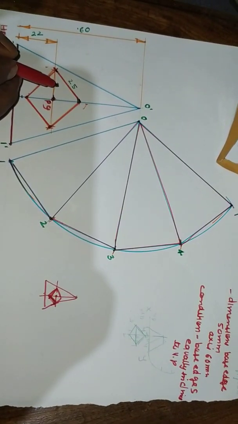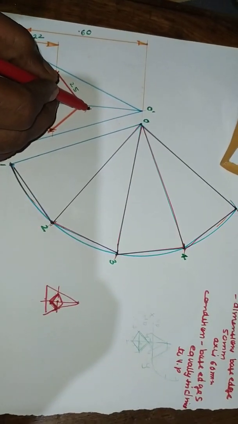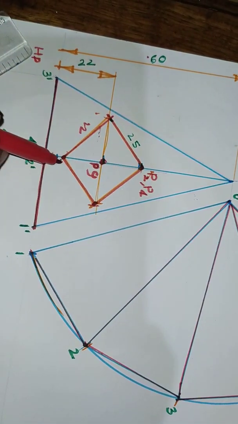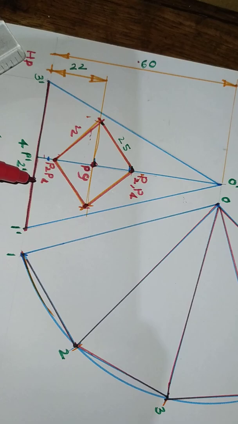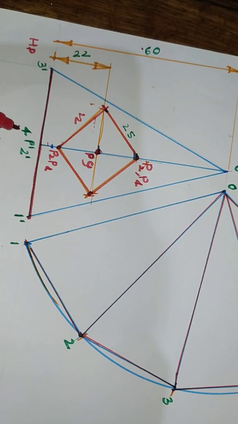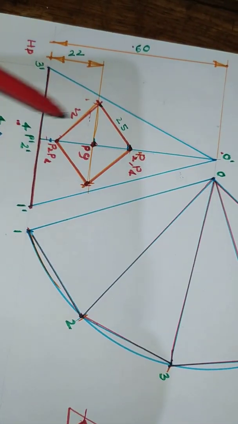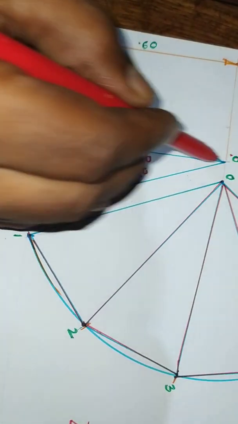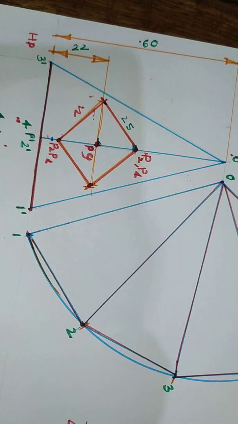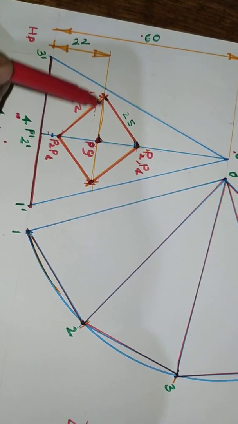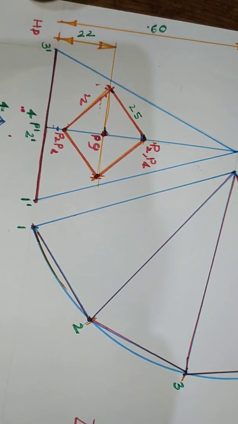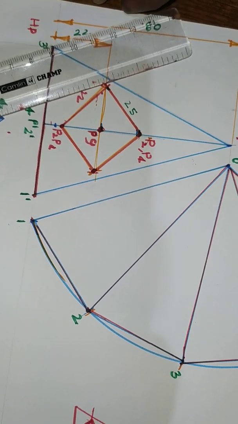Now I will name the points. This is the point P2 and P4. On which slant edge are they lying? They are lying on O4 and O2, the slant edges. On that edge I have named these P2 and P4. Now these other points do not lie on a slant edge, so we have to create the slant edge here. How to create the slant edge?